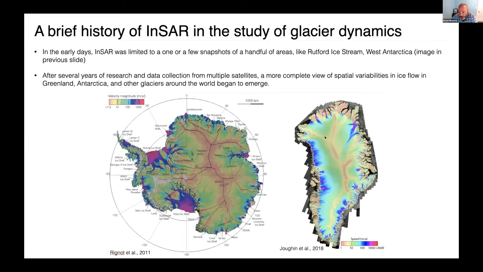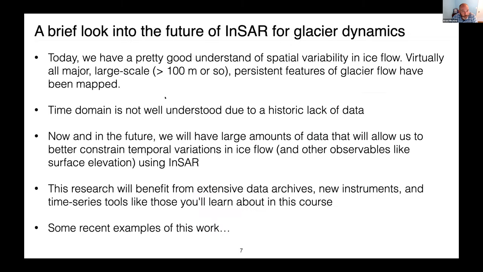And as a general rule, flow properties in Greenland are a bit different than the flow properties in Antarctica. There's a general lack of floating ice shelves in Greenland, lots of floating ice shelves in Antarctica. These are all things that were sorted out primarily with the use of InSAR.